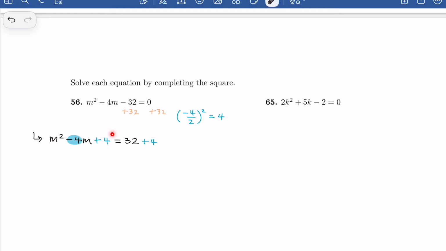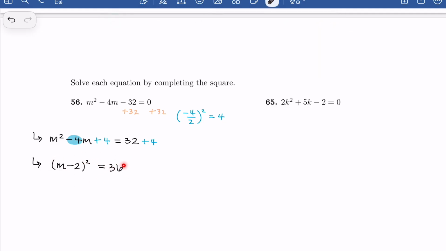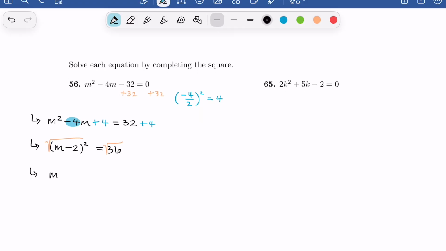Upon doing that, I've turned the left-hand side of this equation into a perfect square trinomial. So this factors into m minus 2 squared. And on the right-hand side, I'm going to end up with 36. So from here, I now have a nice equation that I can easily solve using the square root property. What I want to do is get rid of this square here. So I'm going to go ahead and take the square root on both sides of the equation to undo that square. I'm going to end up with m minus 2 is equal to the square root of 36.